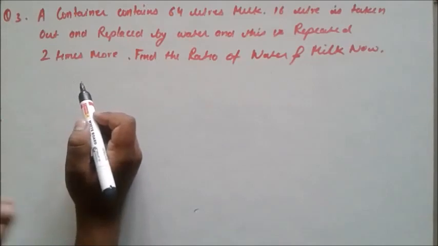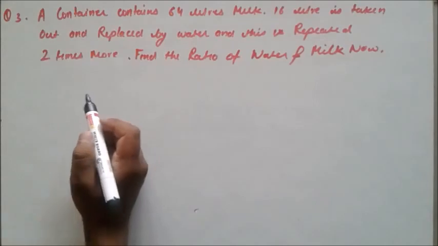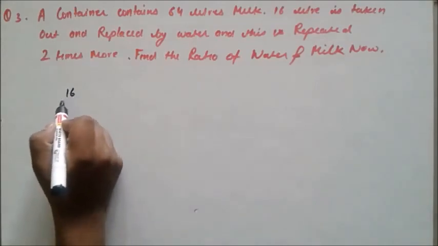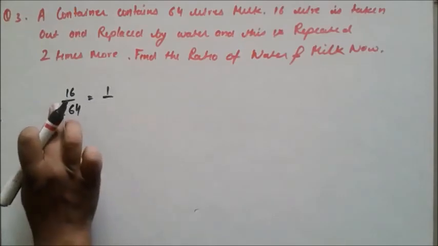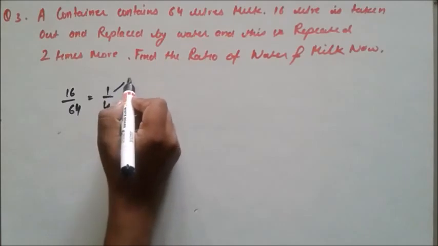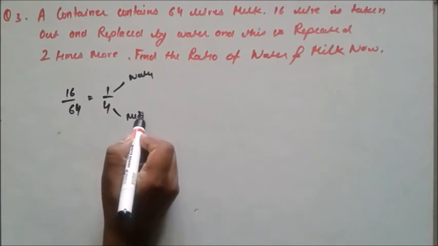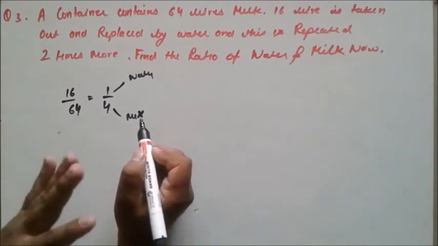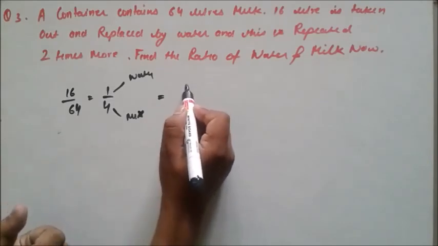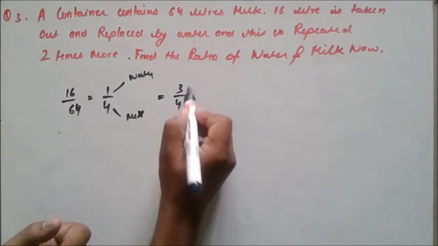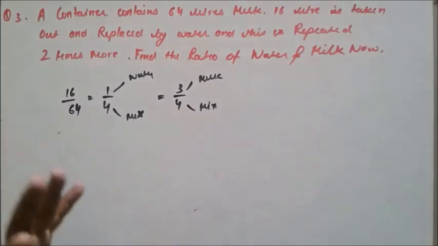Initially 64 liters of milk was there. When 16 liters is taken out and replaced with water, the ratio becomes 16 by 64, that is 1 by 4. It is the ratio of water by mixture after the first operation. Now we can calculate the ratio of milk by mixture. Milk by mixture would be 4 minus 1, 3 by 4. It is the ratio of milk by mixture after one operation.